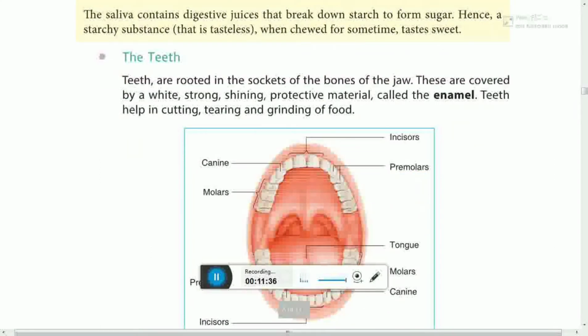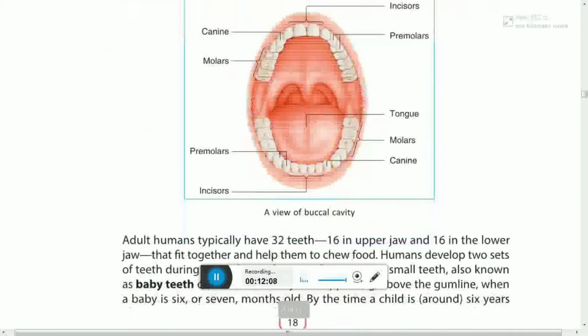Next part which help in digestion are the teeth. Teeth are rooted in the sockets of the bones of the jaw. These are covered by a white, strong, shining protective material called the enamel. Teeth help in cutting, tearing and grinding the food. Just you can see in this picture.